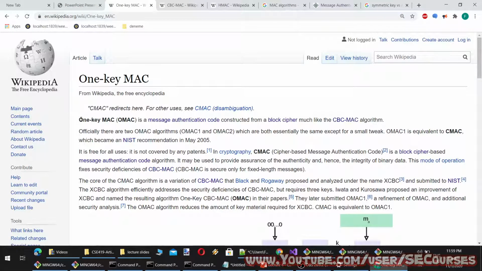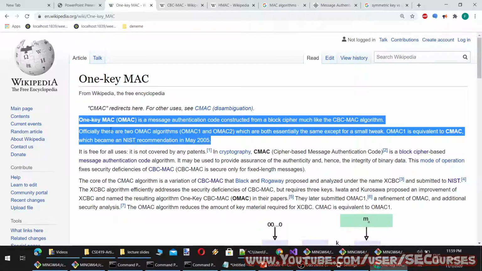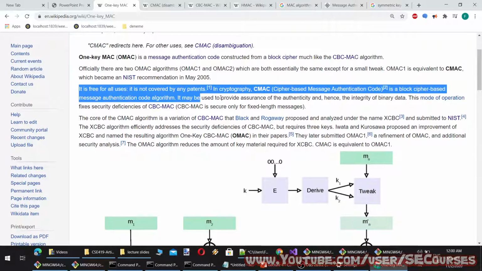Okay, CMAC is One-Key MAC. One-Key MAC (OMAC) is a message authentication code constructed from a block cipher, much like the CBC-MAC algorithm. Officially there are two OMAC algorithms, OMAC1 and OMAC2, which are both essentially the same except for a small tweak. OMAC1 is equivalent to CMAC, which became a NIST recommendation in May 2005.